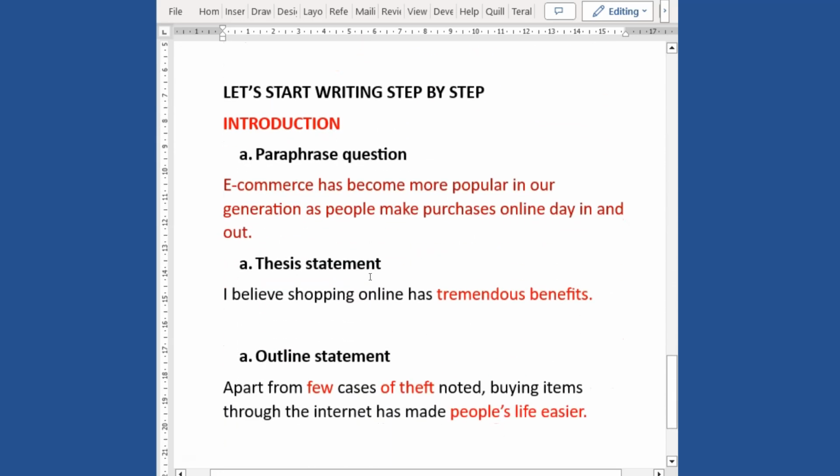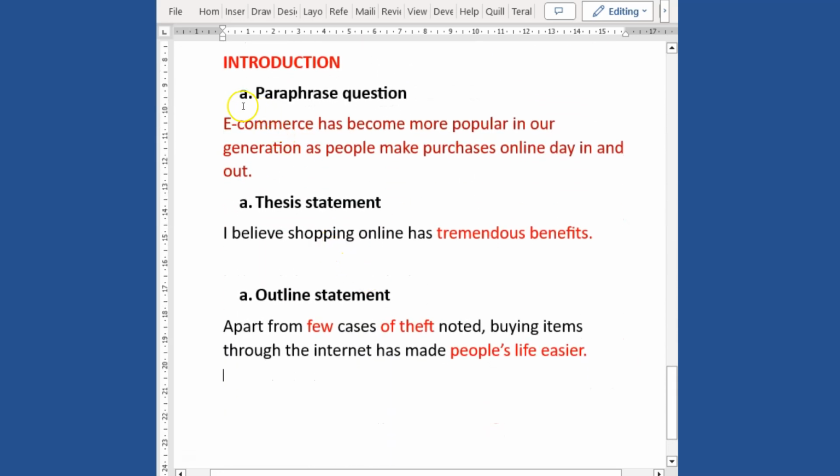All right, if we look at it now, I've given my preface question, I've given my thesis statement, and then the outline sentence. I'm going to read all of them. E-commerce has become more popular in our generation as people make purchases online day in and day out, and that's how I paraphrased the question itself. I believe shopping online has tremendous benefit. Apart from few cases of theft noted, buying items through the internet has made people's life easier. So you can see that I've still stated what exactly it is, and also let the examiner know that I'm still for the advantages rather than the disadvantages.